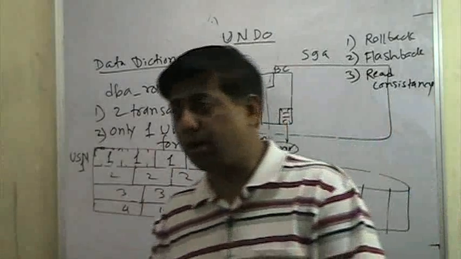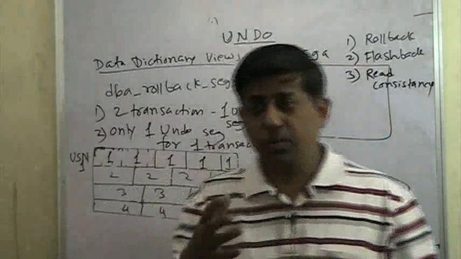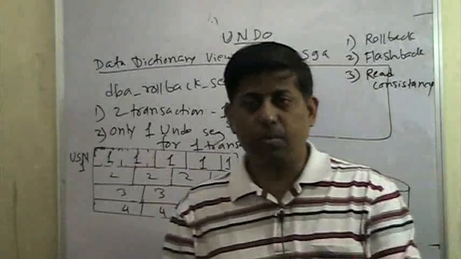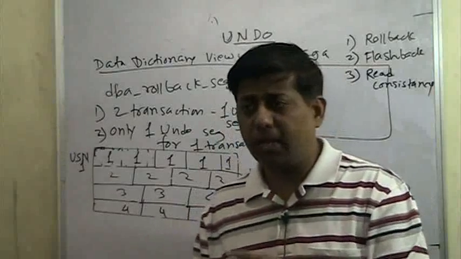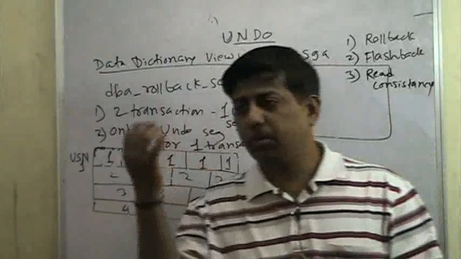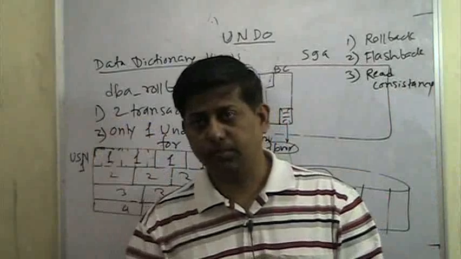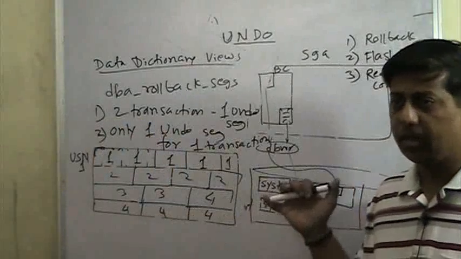All DDLs are auto committed. So undo doesn't come into the picture when we are talking about truncate, which is also a DDL, or create table, drop table, any DDLs. So all undo discussion is focusing on only inserts, updates and deletes. That's it. So only one undo segment is for one transaction, basically.